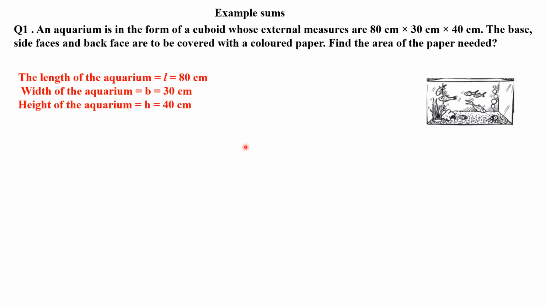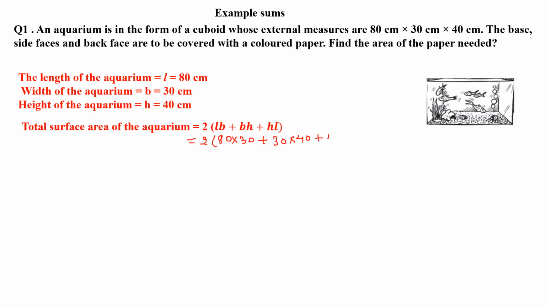I have already explained the formula, right? So the total surface area of the cuboid is 2 into the sum of length into breadth plus breadth into height plus height into length. Now I'm going to put all the values here. So it will be 2 into length is 80, breadth is 30. So 80 into 30 plus 30 into 40 plus 40 into 80.